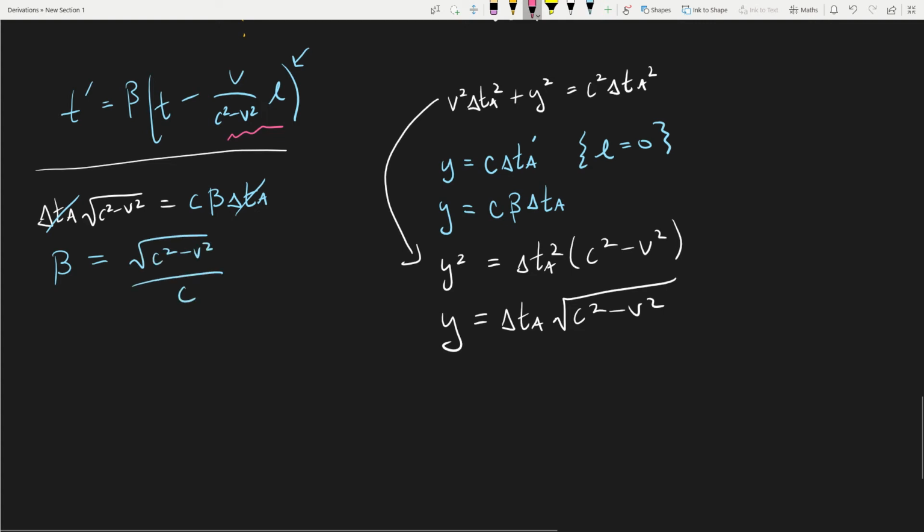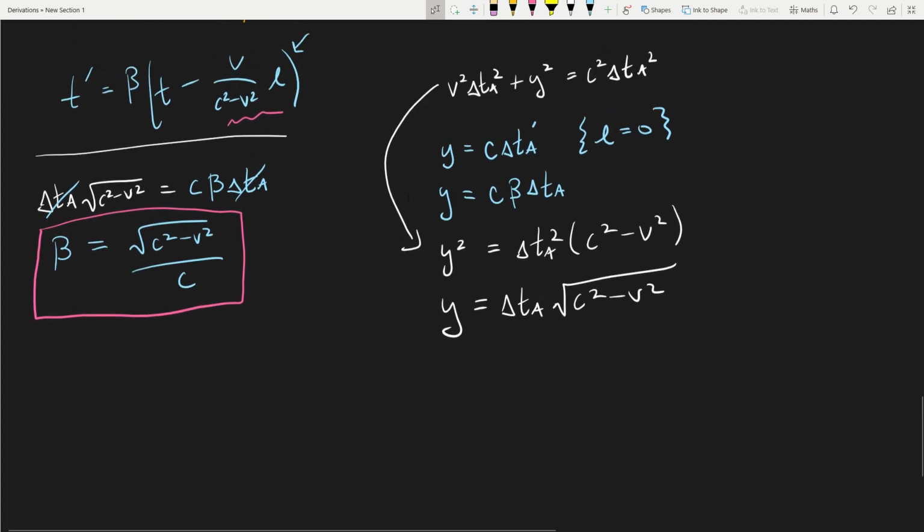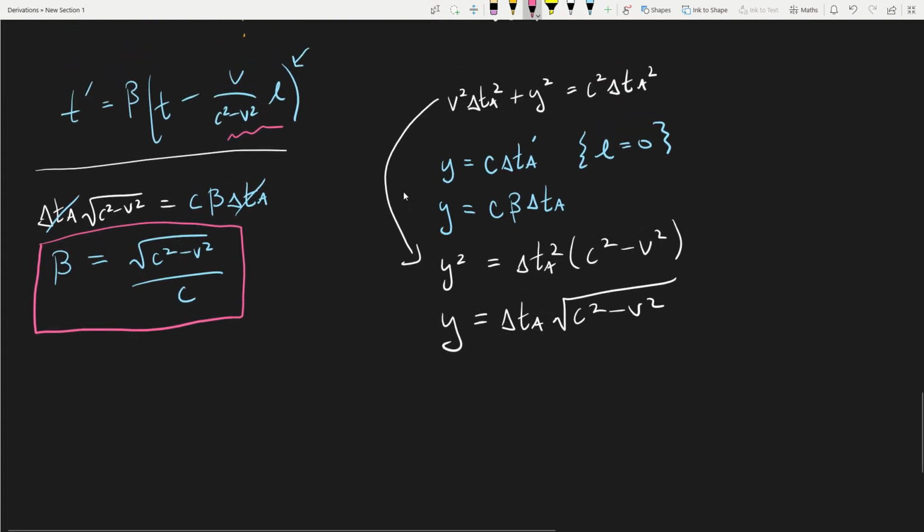Okay, cool. So now we have a closed form expression for beta that's in terms of other variables of c and v, which we are assuming constants. So that answers the question, what is beta? How about answering the question about this function? How can we get L in terms of something else?